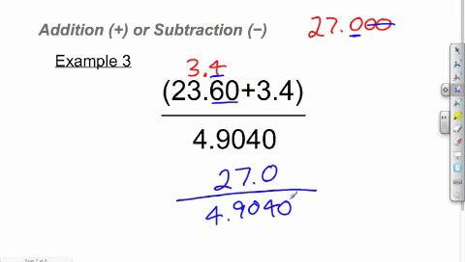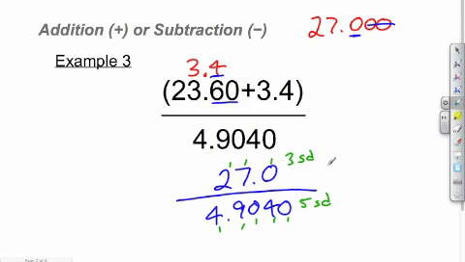Okay, let's not forget about our denominator, the 4.9040. That's the second part of this calculation. Okay, here we can see now we're going to apply the rule for multiplication and division. 27.0 has 3 significant digits. 4.9040 has 1, 2, 3, 4, 5 significant digits. My answer can only have the same amount as my weakest link, or the value with the fewest number of significant digits. So my answer is going to be rounded to 3.